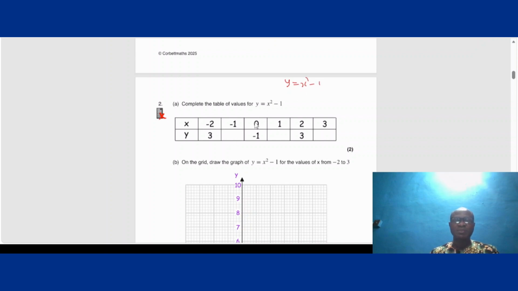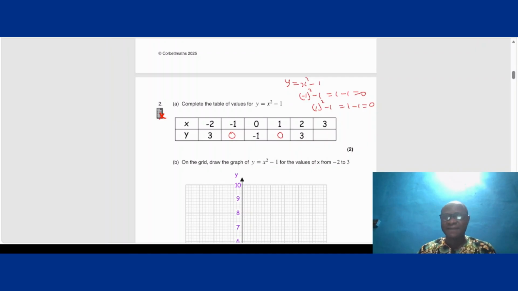When x is minus 1, minus 1 squared minus 1 will give me 1 minus 1 equal to 0. So here is going to be 0. I hope you can hear me well. Yes, sir. When x is 1, that is 1 squared minus 1 equal to 1 minus 1, which is still the same 0. So here is 0. So I have filled the 2 remaining parts. Minus 1 squared is 1 minus 1 is 0. Positive 1 squared is 1 minus 1 is 0.